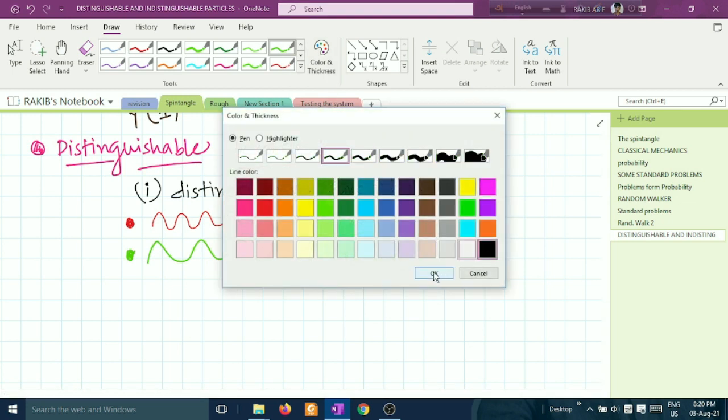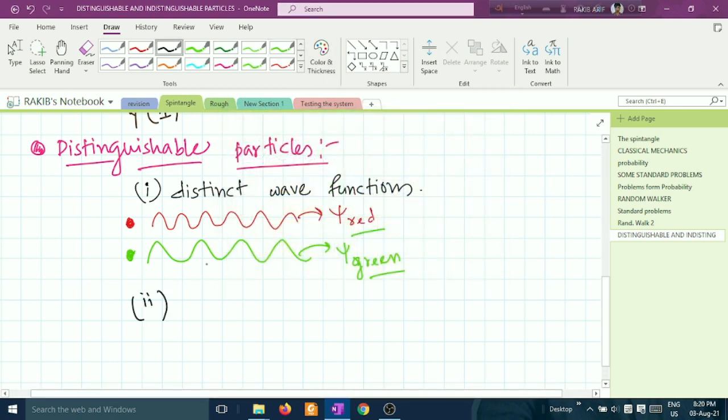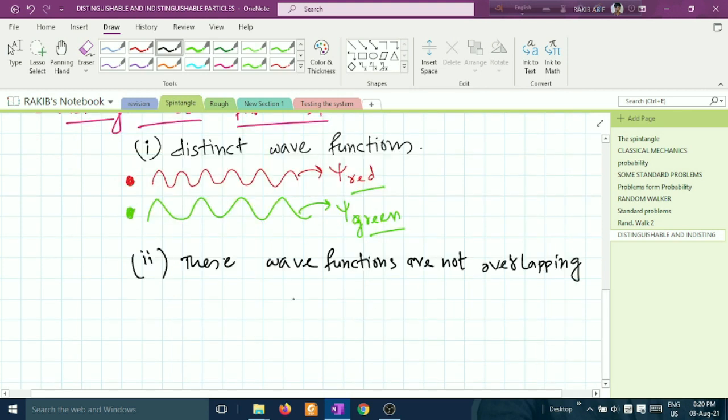Okay, now let me write the second. These wave functions are not overlapping. If these are overlapping, then you cannot distinguish them, even if, say, there are 1,000 particles which are distinguishable.